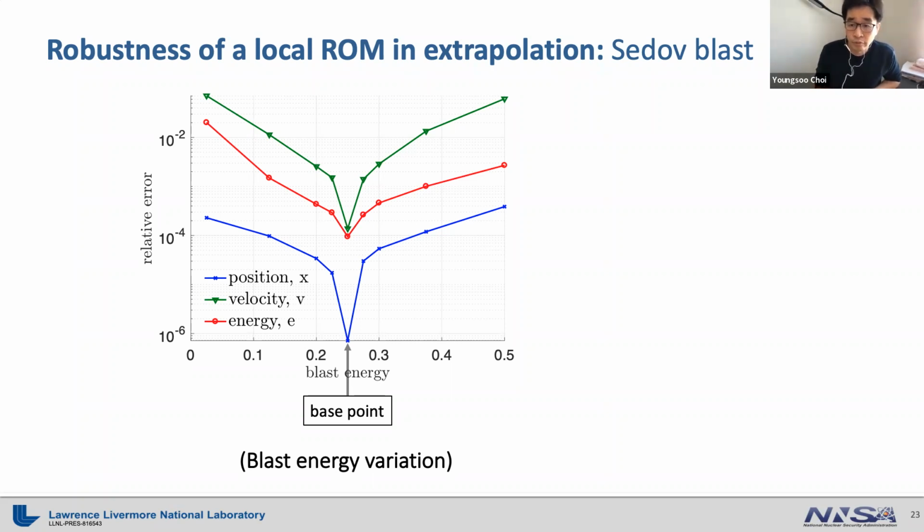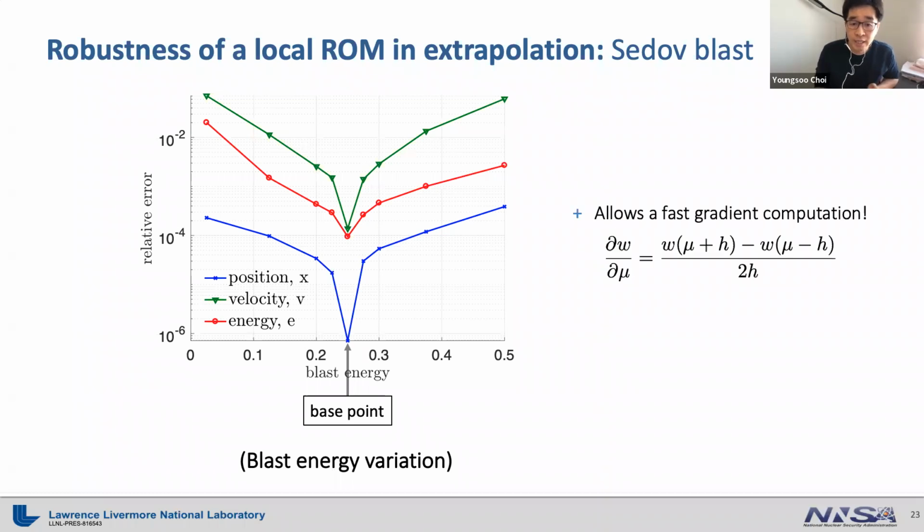For example, this graph shows the relative errors of the local reduced order model that is trained at a specific point, which is blast energy of 0.25 here, for the Sedov blast simulation. As the prediction point gets away from that training point, the accuracy deteriorates, as you can see, but not much though. We still observe a relative error of less than 1% around this region from 0.1 to 0.4. This kind of accuracy cannot be achieved by purely data-driven methods, like purely non-intrusive methods, because they do not incorporate a physics law. This is the power and the advantage of incorporating the physics in your data-driven model.